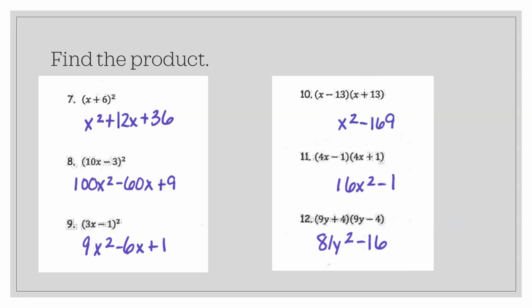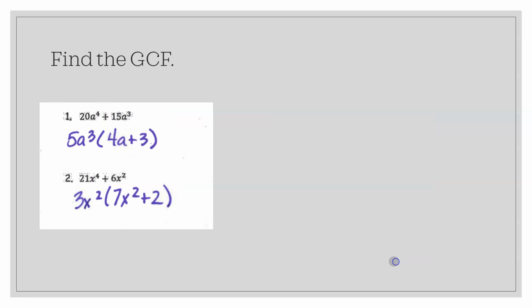These are also find the product, but they're those special products we had. Use the pattern. It'll save you lots of time. 7, x squared plus 12x plus 36. 8, 100x squared minus 60x plus 9. 9, 9x squared minus 6x plus 1. 10, x squared minus 169. 11, 16x squared minus 1. 12, 81y squared minus 16.